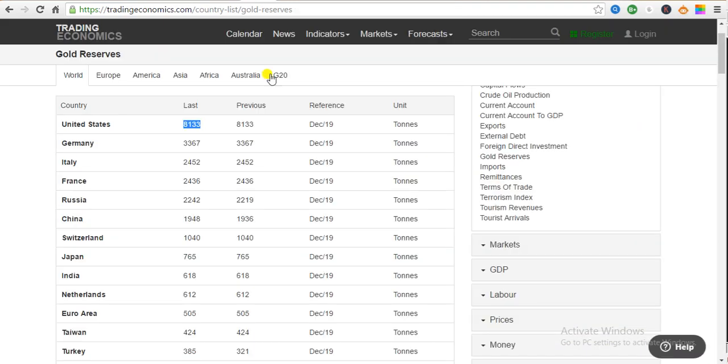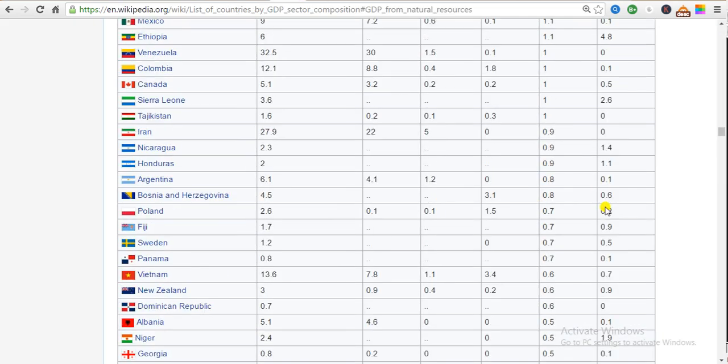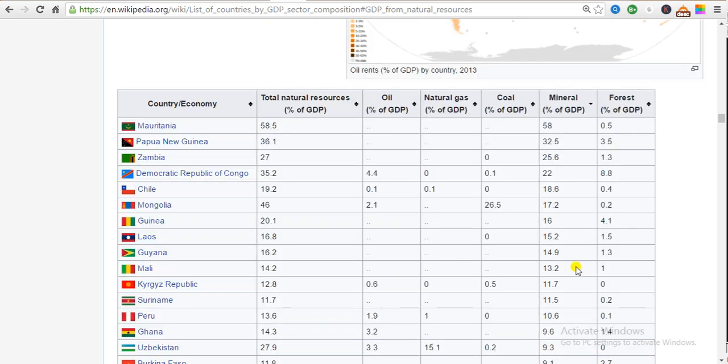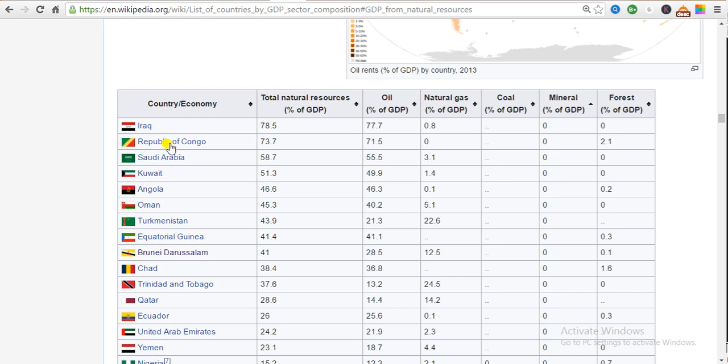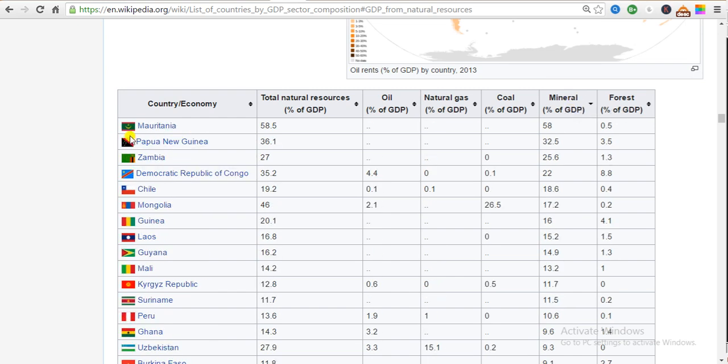Okay. So, going back to this, we discovered that the gold reserves, which is a mineral, okay? And here, what we're looking at is mineral percentage of GDP. And when we look at this list, we see that Mauritania, Papua New Guinea, Zambia.